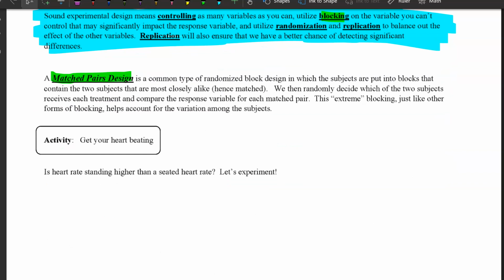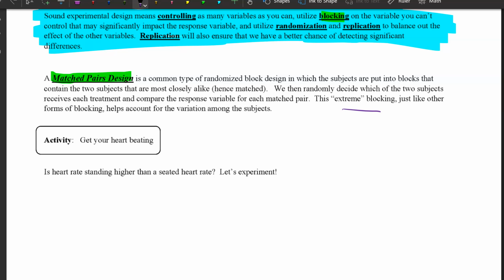Okay, so we break them into pairs that are most closely alike. Then we randomly decide which of the two subjects receives each of the treatments and compare the response variable within each of the matched pairs. This extreme blocking, just like other forms of blocking, helps account for variation amongst the subjects.